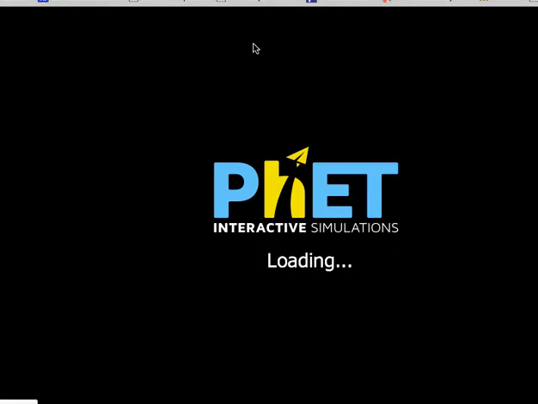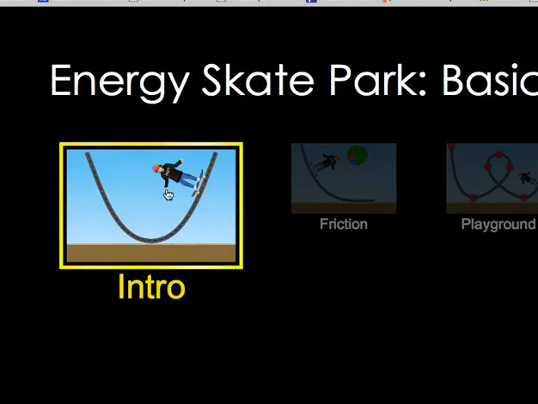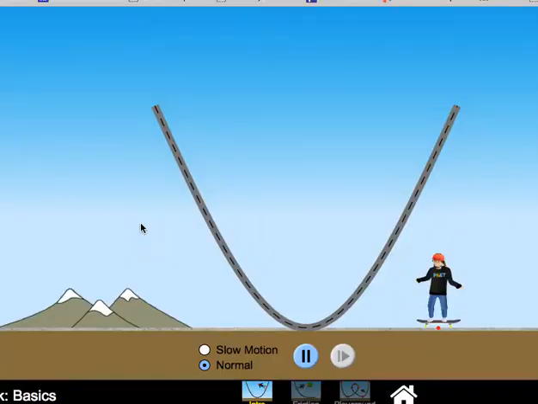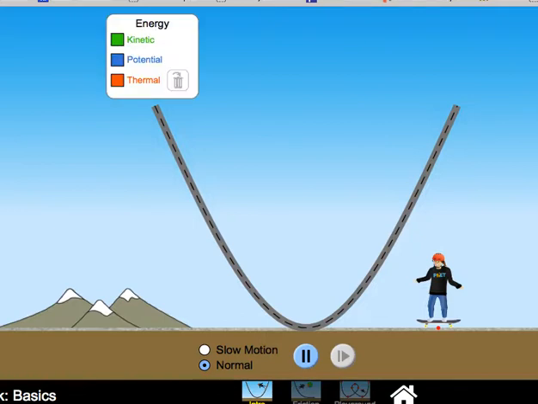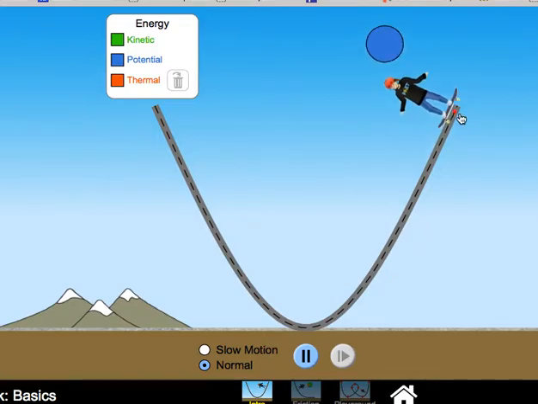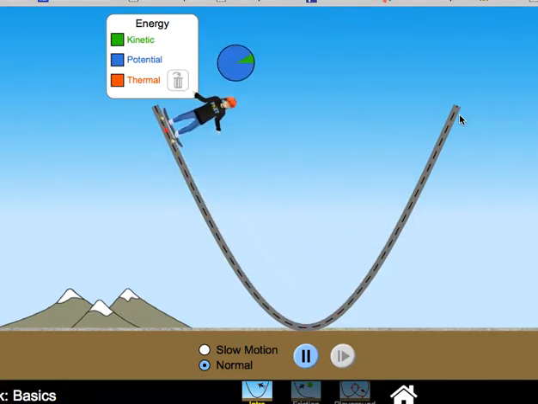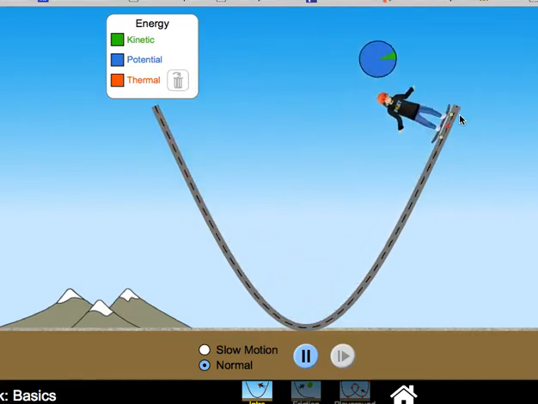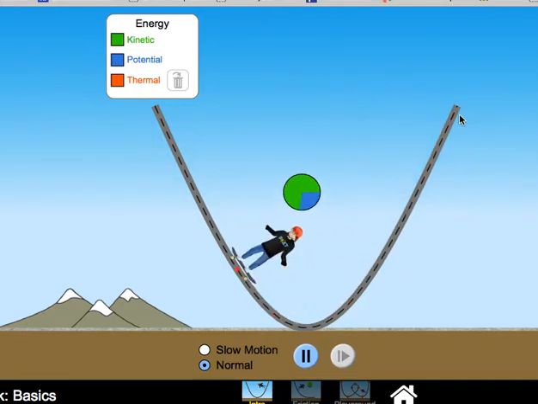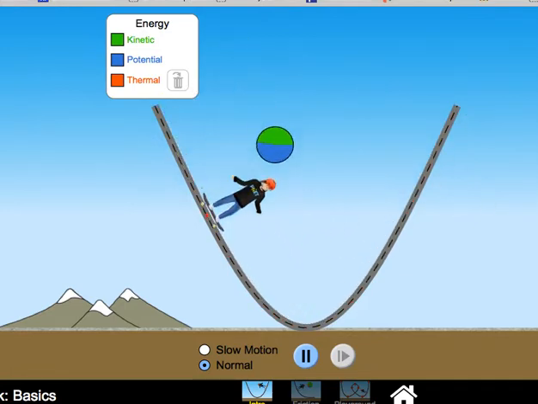So here's just a quick little simulation, if it likes us. Maybe not. Basically just showing you kinetic energy and potential energy. So here is a pie chart. And what we're going to do is put the guy on here. And what's going to happen is you can see when he's at the top, he has a lot of potential energy. And when we let it go, you can see that there's a conversion between the types of energy. And you can try different things.